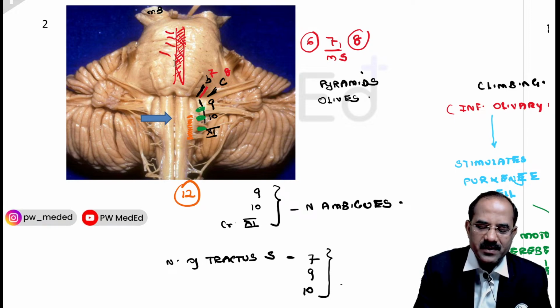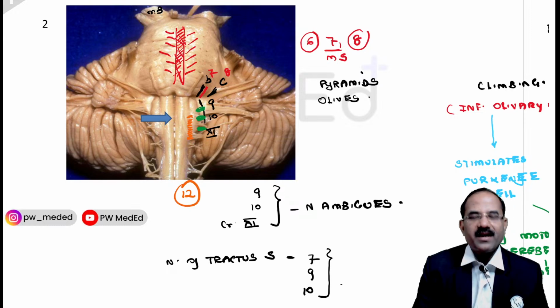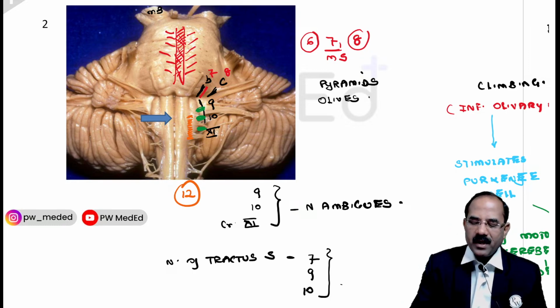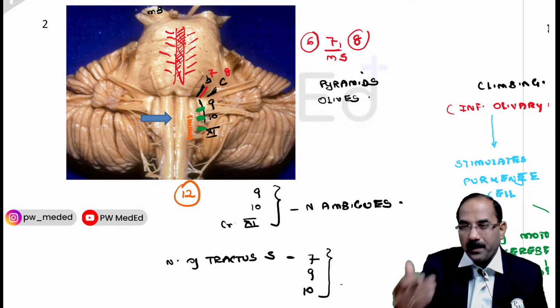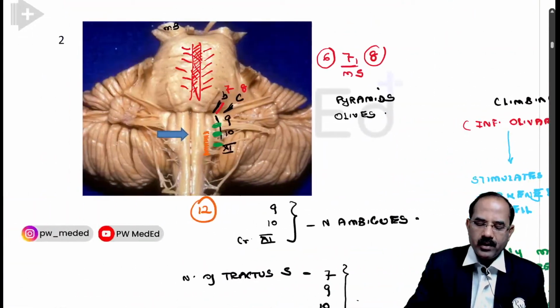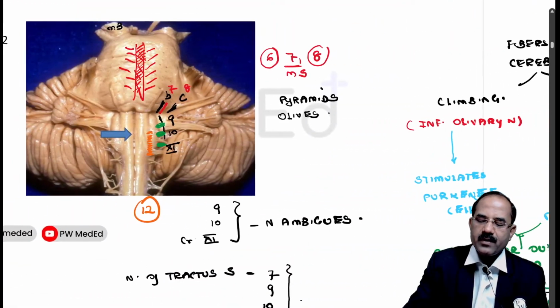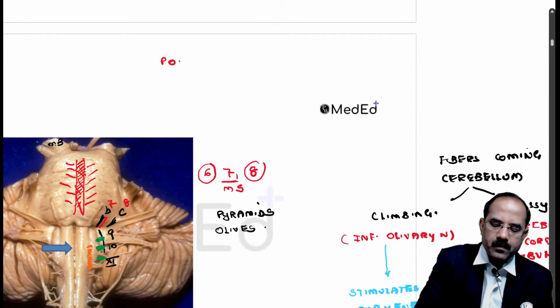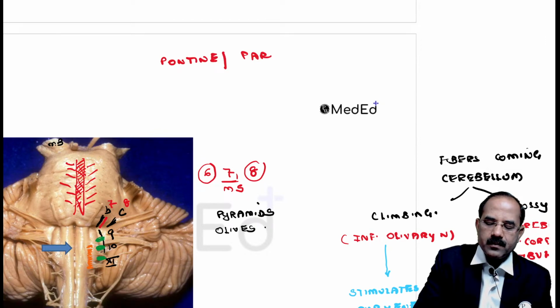I'm interested in these branches of the basilar artery. These are the pontine branches, or these are known as the paramedian branches. Paramedian branches of the basilar artery. These are the pontine or the paramedian branches.